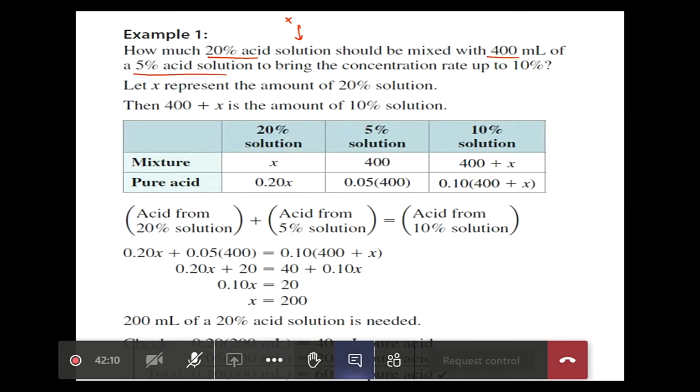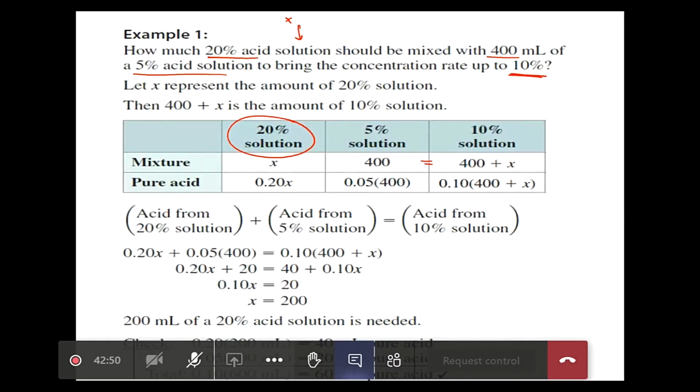To bring the concentration rate up to 10%. Look at this. We need to mix the 20% acid solution, and this is how many milliliters, x. I don't have any amount of the 20% acid solution, but I have 400 milliliters of 5% acid solution. Okay, this is equal to what? This must be equal to what?